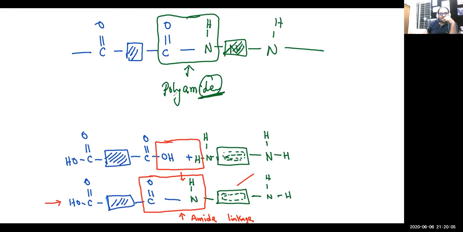So let's go back to the question paper. Sir, I have a question. Sir, when will it be polyamide, and when will it be just an amide linkage? When you have multiple amide linkages, we call it a polyamide. And if we have just one amide linkage, we call it just an amide linkage. That's it. Okay, sir. Thank you.